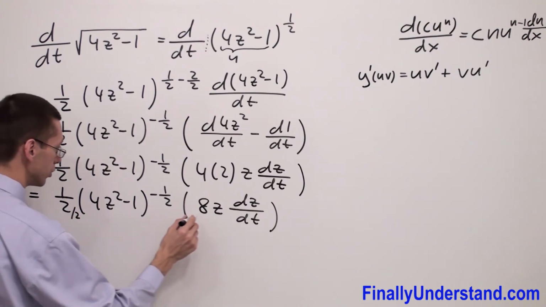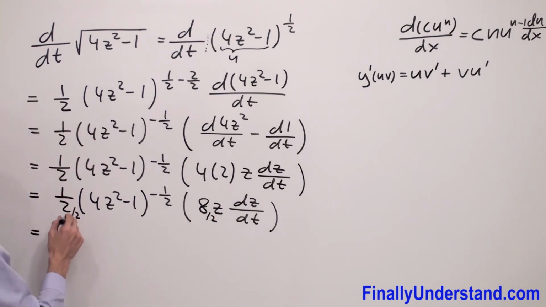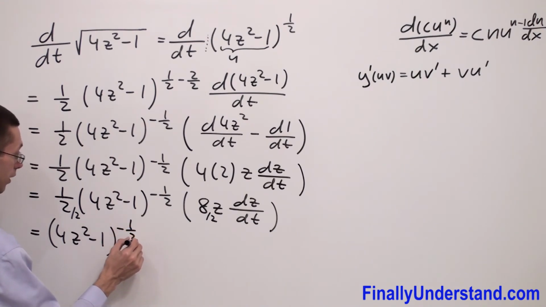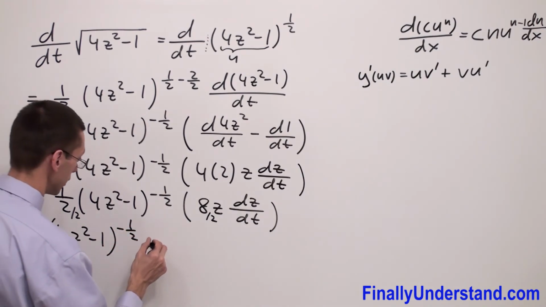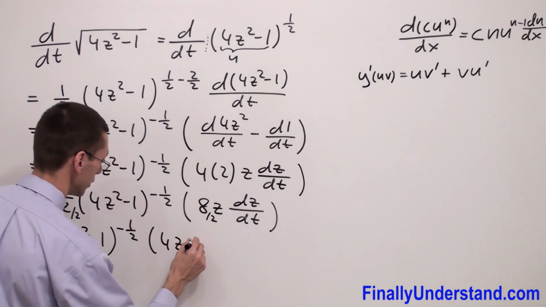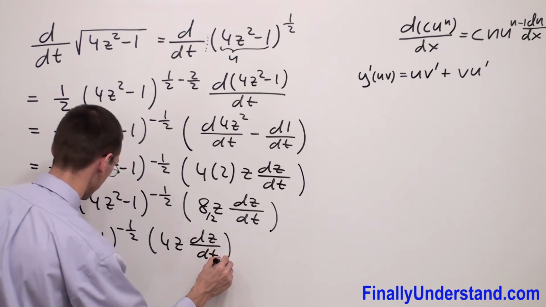Now, because this is multiplication and I have 2 and 8, I can reduce this fraction by 2. So my fraction is reduced. I have 4z squared minus 1 to power negative 1/2 times 4z dz over dt.